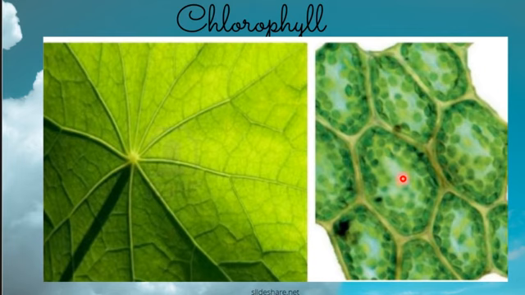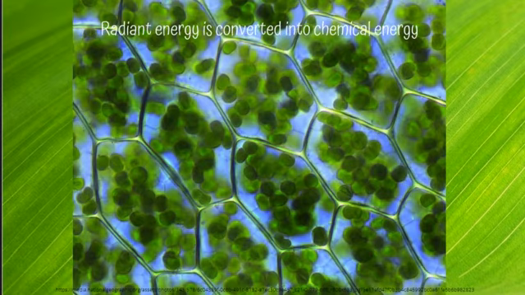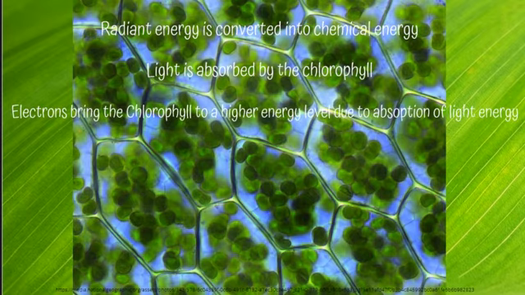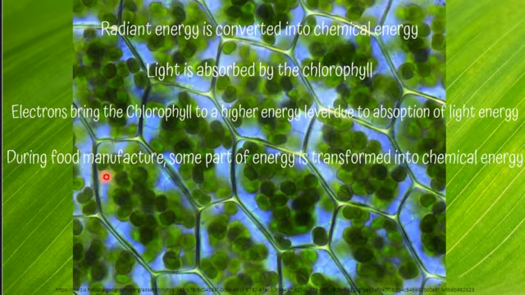Additionally, the absorbed red and blue light will be utilized in photosynthesis since it has been absorbed by the leaves. On the contrary, green light will not be used in photosynthesis because there was no absorption of green light. Let us see how light is absorbed and converted by leaves. First, light is absorbed by the chlorophyll, and radiant energy is converted into chemical energy. Electrons will now bring the chlorophyll to a higher energy level due to absorption of light energy. And during the process, some part of the energy is transformed into chemical energy.